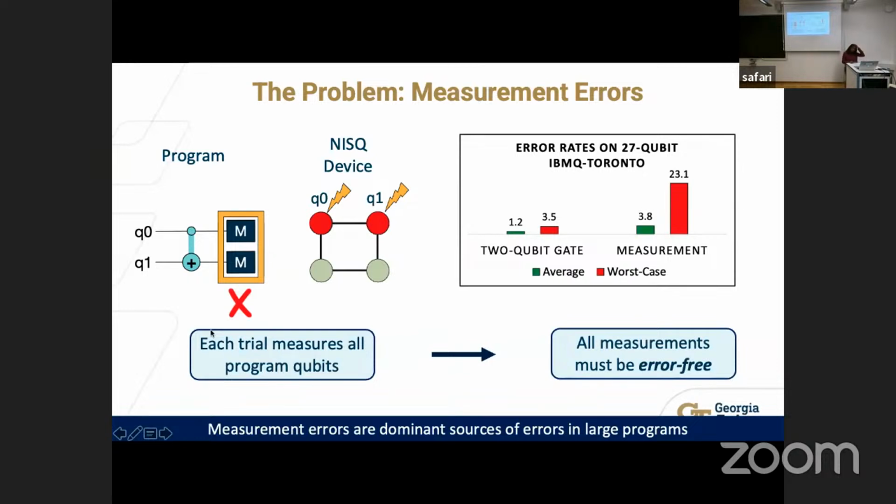Yeah, but I think measurement is one of the most error-prone operations.